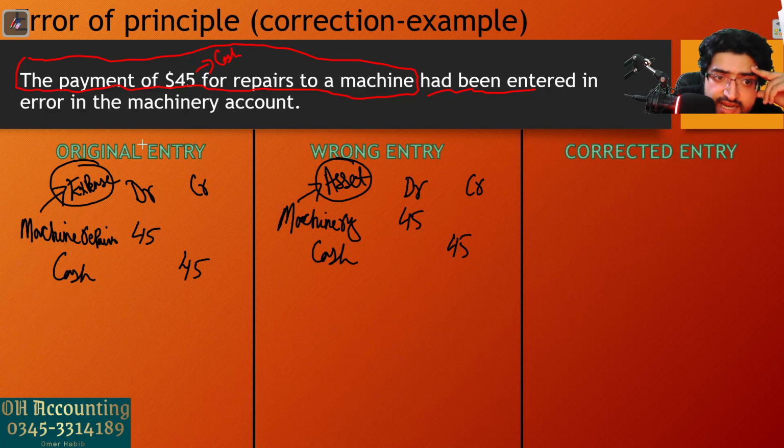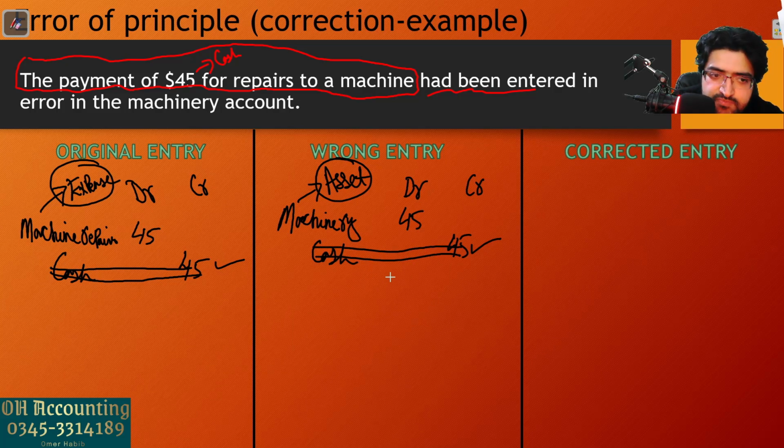See, in the original entry, the entry that should have been, we credited cash by 45. In the wrong entry, we have also credited cash by 45. So we have recorded cash correctly even in the wrong entry. So cash is done. We will not change anything. I'm crossing this out so that you don't get confused. We are done with cash. Cash was recorded correctly. Even in the wrong entry, it was recorded correctly. So we don't have to make any corrections regarding cash. Cash was supposed to be credited by 45. It was credited by 45 even in the wrong entry.